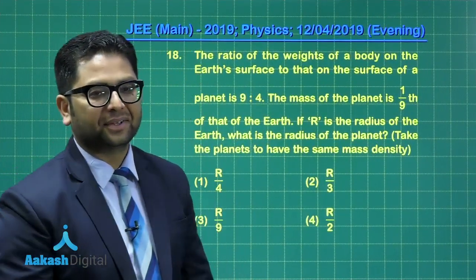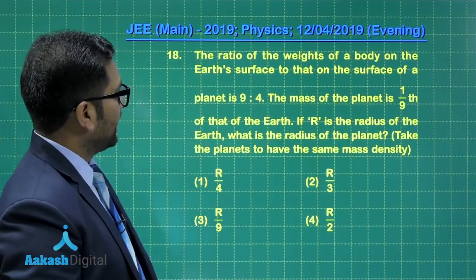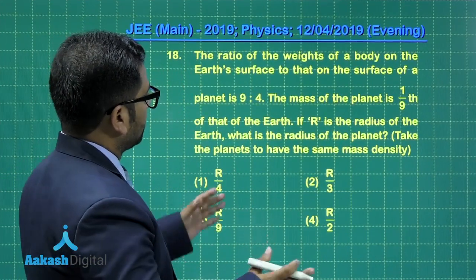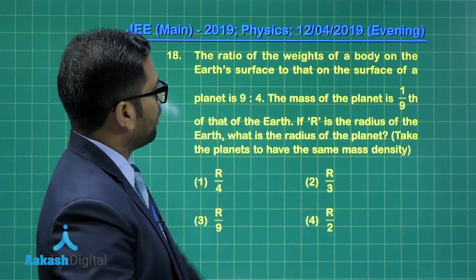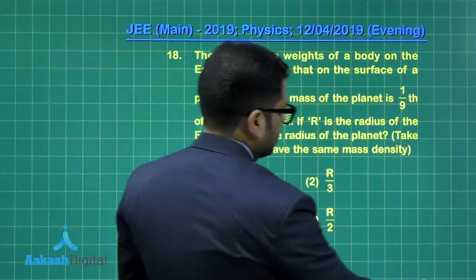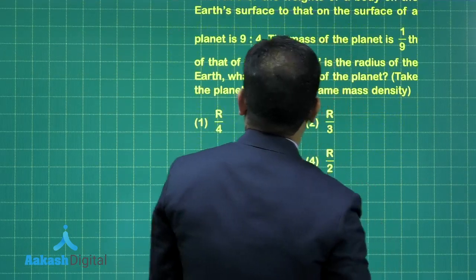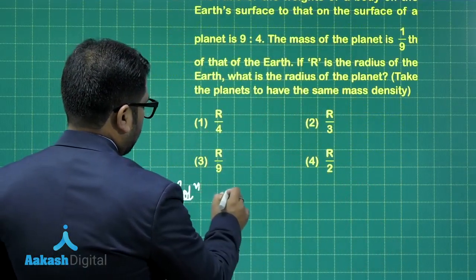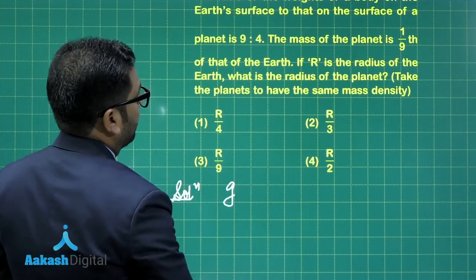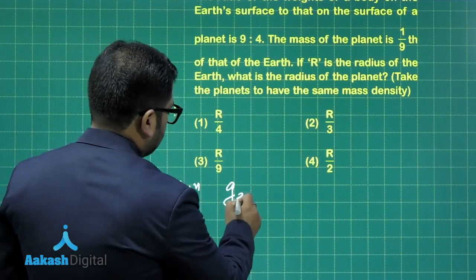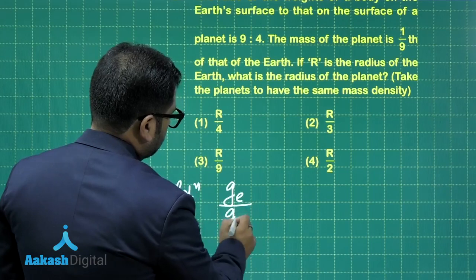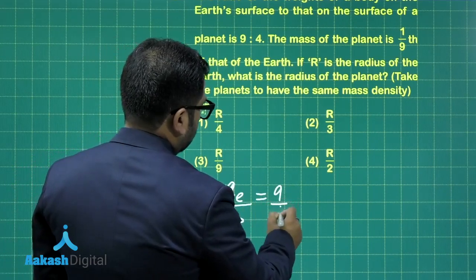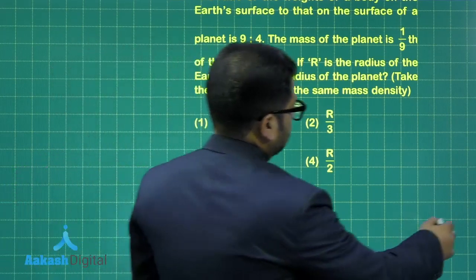Question number 18, the gravitation. And it says, ratio of weights of a body on the Earth's surface to that on the surface of a planet is 9 by 4. That means if I go for this, acceleration due to gravity at Earth and acceleration due to gravity at planet, this ratio has to be 9:4. So this is the given point.